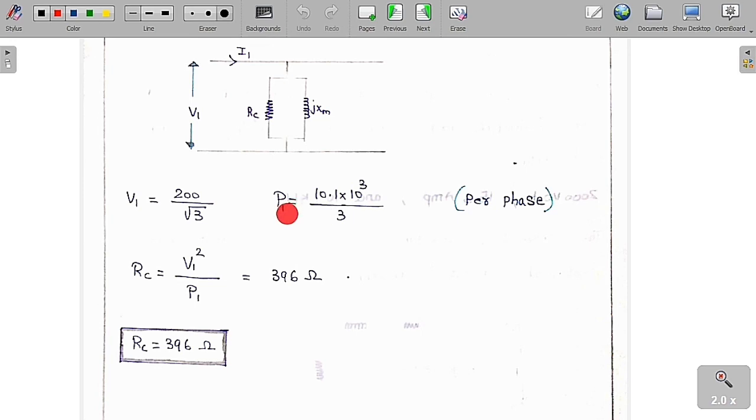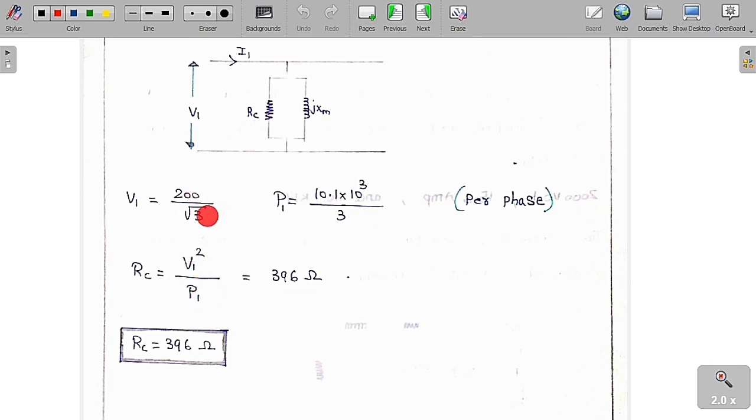So therefore P1 is equal to 10.1 into 10 to the power of 3 by 3, because 10.1 kilowatt is for 3 phase, but we want only single phase as per the per phase diagram. The inductor is not going to consume any active power, only the RC is going to consume the active power. So power consumed by RC is V1 square by RC. If you reverse this, we get RC is equal to V1 square by P1.